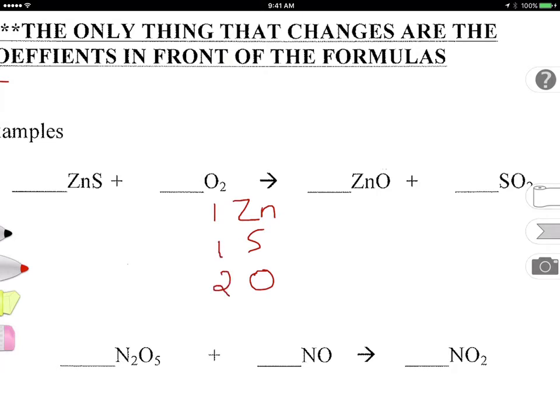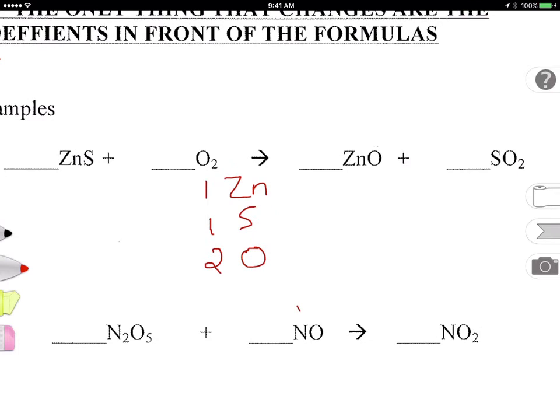Do the same thing on the other side. Zinc, I've got 1. Oxygen, there's 1 oxygen from the ZnO, but there's also 2 oxygens over there. So I have 3 oxygens, and then my sulfur is 1, okay? And so I need to have the same number on both sides. Right now, zinc and sulfur are balanced because they're 1 and 1, okay? But oxygen is not. So what I'm going to do is get rid of that odd number of 3, and get some nice even numbers.